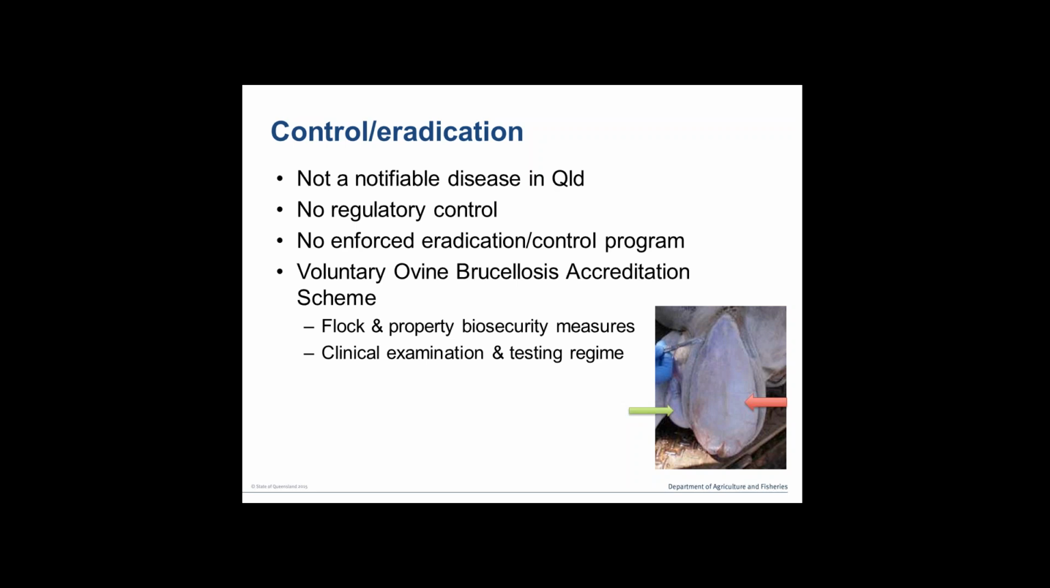Drivers for an eradication program for ovine brucellosis would be somewhat different to that for BTEC, as it is not a zoonotic disease, but may be considered by Australia's sheep industry if, for example, protection or enhancement of market access is required. Whilst there is no national eradication or control program, the Queensland Ovine Brucellosis Accreditation Scheme is a voluntary user pay scheme run in association with the sheep breed societies, individual flock owners, veterinary practitioners and the Department of Agriculture and Fisheries.